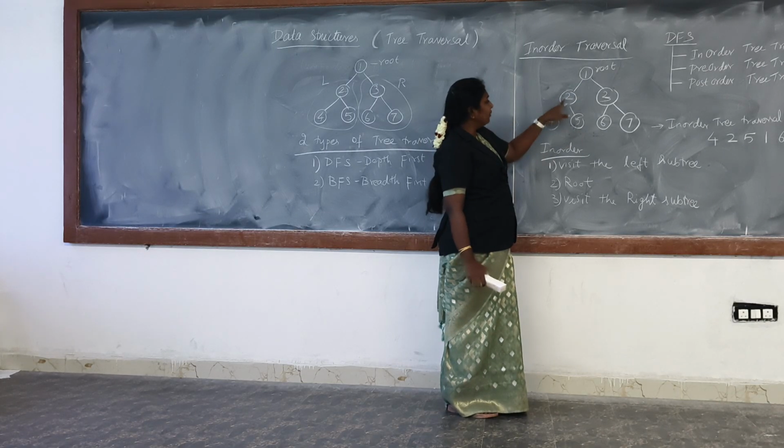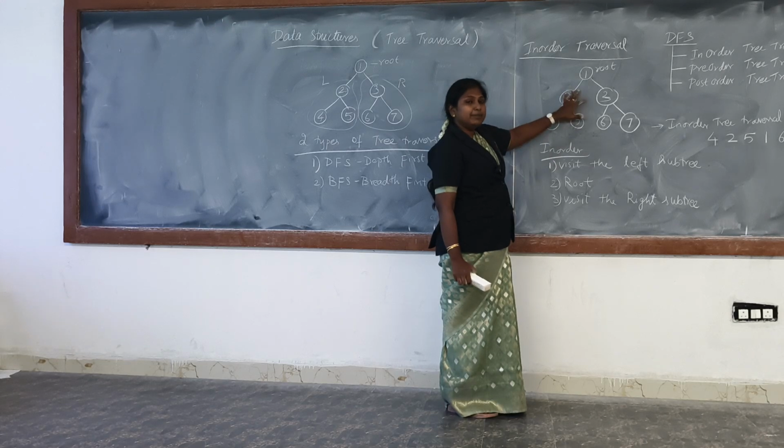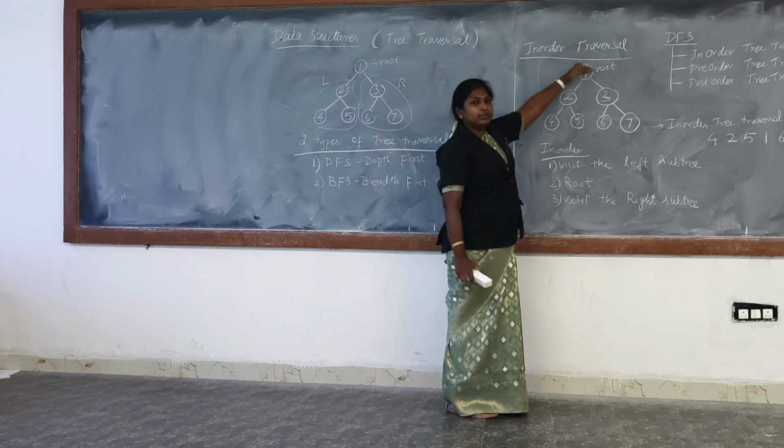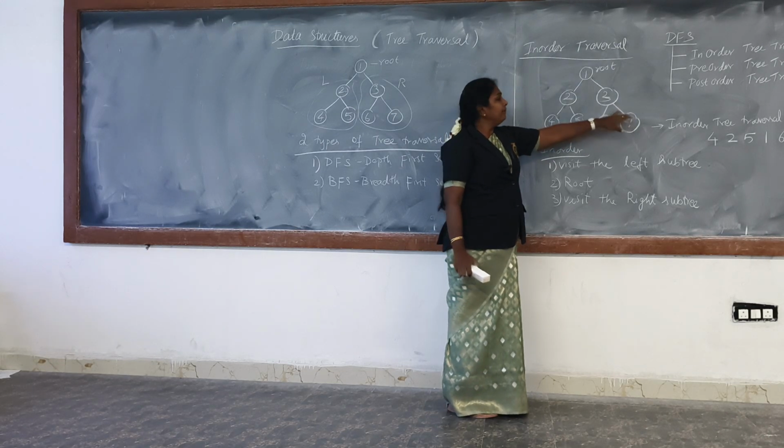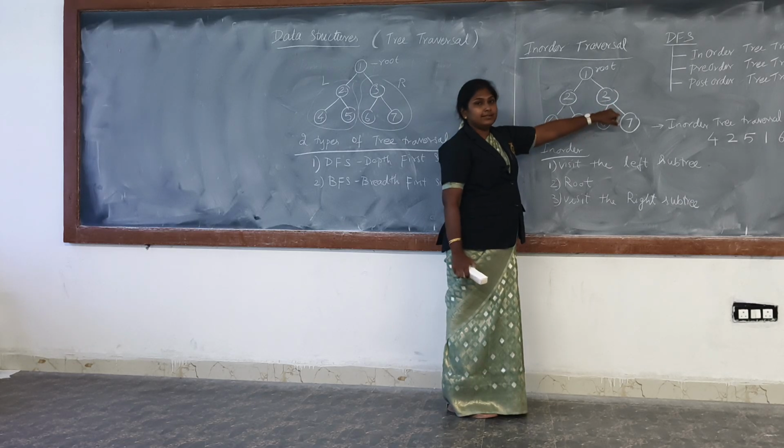Okay. So 4, 2, 5. I have completed the left subtree. Go to the root, which is 1, and again go on to the right subtree, which is 3.